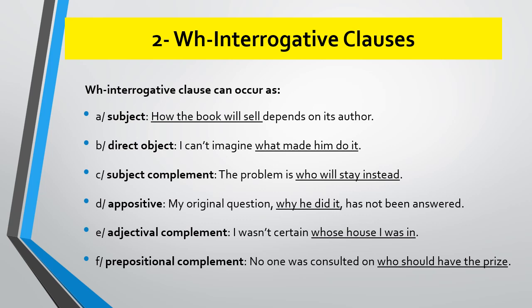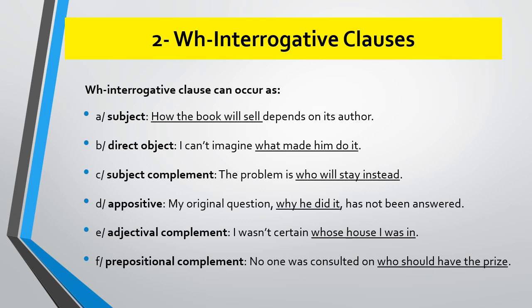Direct object, I can't imagine what made him do it. So what made him do it is the direct object. It comes after the verb imagine. Subject complement, the problem is, so what is the problem? Is the same, who will stay instead. Who will stay instead is the problem. Both of them refer to the same thing. It is a subject complement.